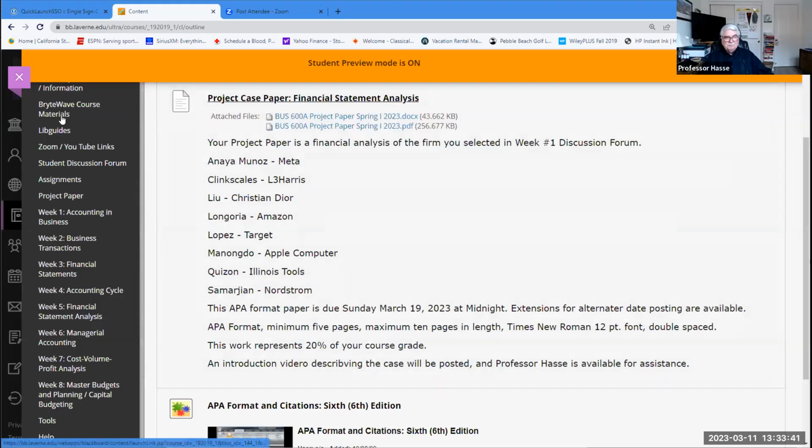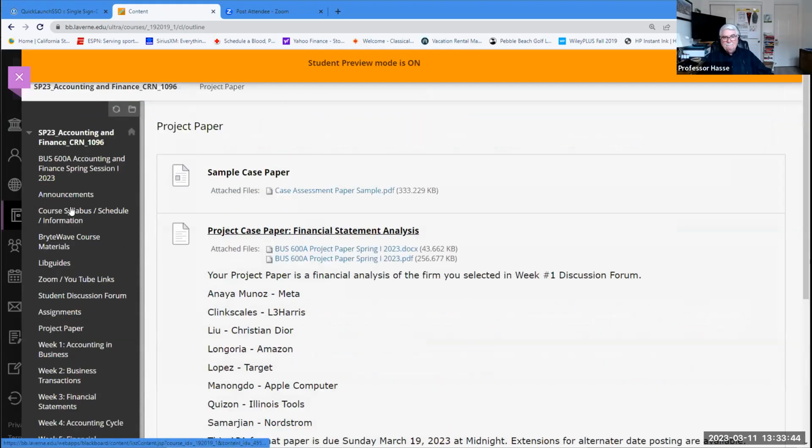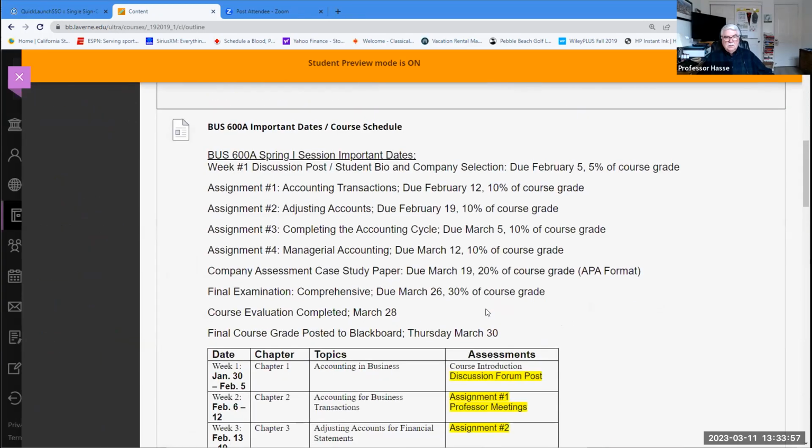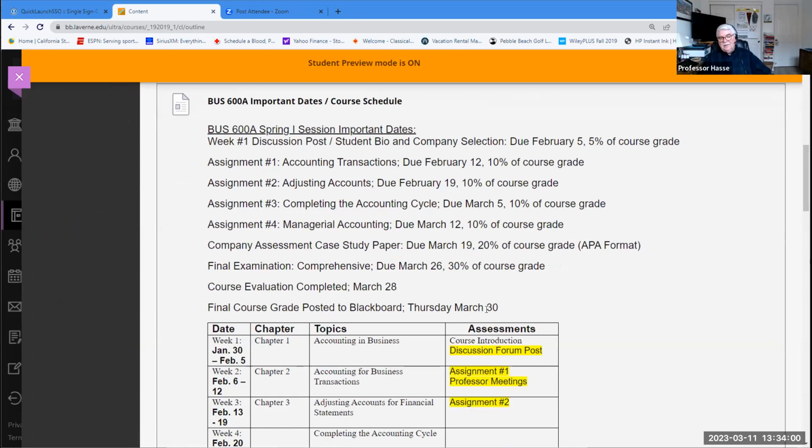Okay. So going forward, after you complete this work, this is where we'll be in our Accounting Finance 608 class. Assignment 4, you're posting about Apple Computer this evening or Sunday evening, your case paper, which we just talked about, 20% of your course grade, and the final examination.